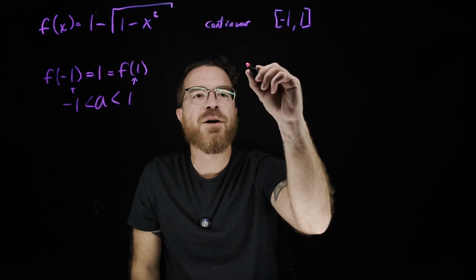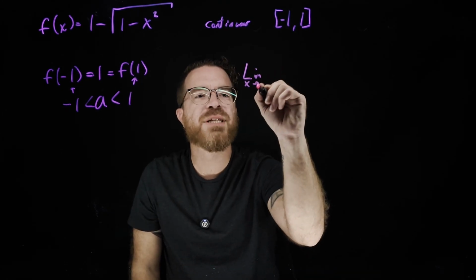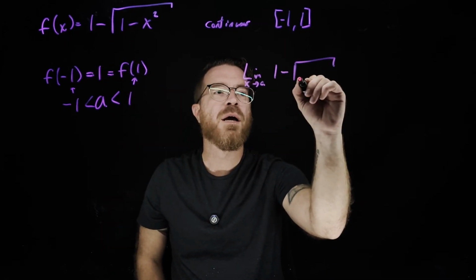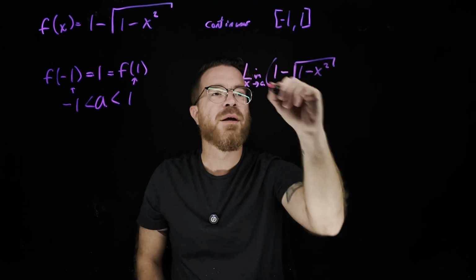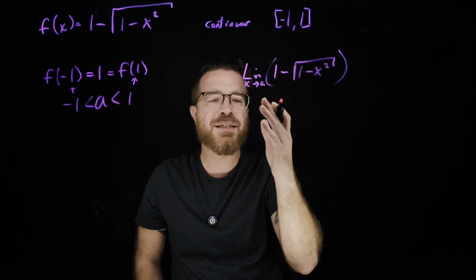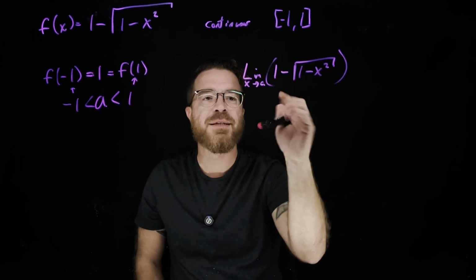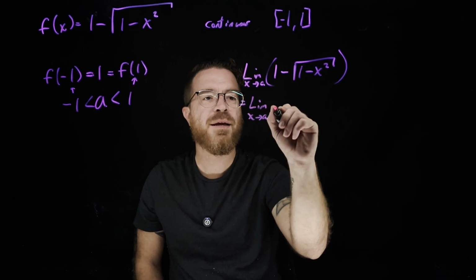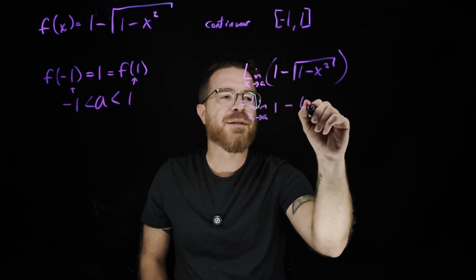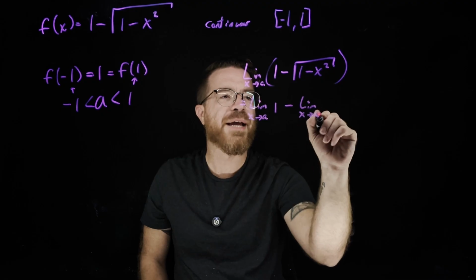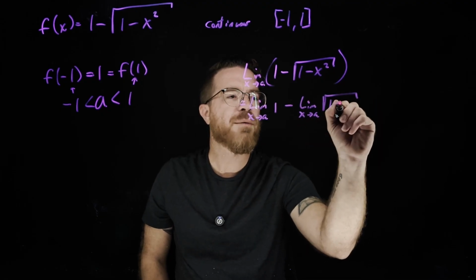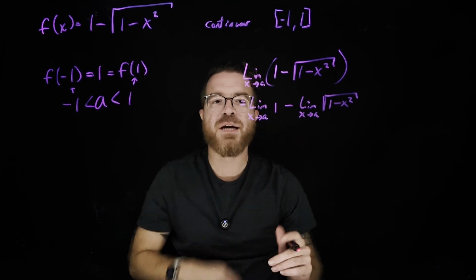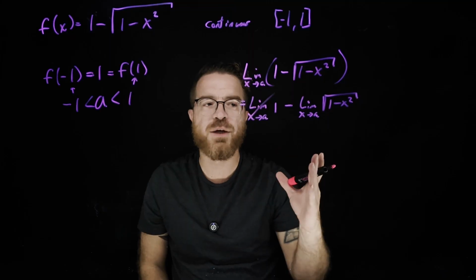So what we're going to do is take our limit as x approaches a, and we're going to plug in our function. So we're going to have 1 minus the square root of 1 minus x squared. And then, of course, using our limit laws, this is going to be the same thing as the limit of 1 minus the limit of this. So it's going to be the limit as x approaches the point a of 1, minus the limit as x approaches a of the square root of 1 minus x squared. Well, this first term, we have the limit of a constant. That's just going to be the constant. So the limit of 1 is just going to be equal to 1.